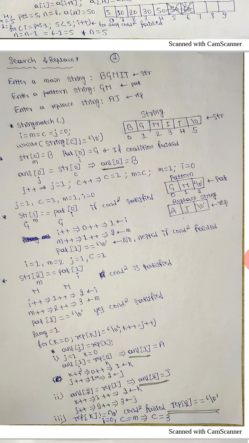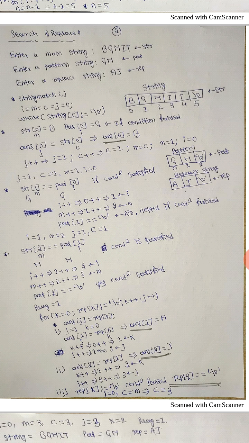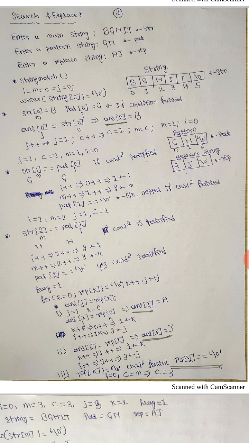Now the pattern has reached \0, that indicates that your main string contains your pattern string. So now we need to replace the pattern with the content of the replacing string. If you observe, we have not yet stored anything in answer, only B is stored in the answer string.